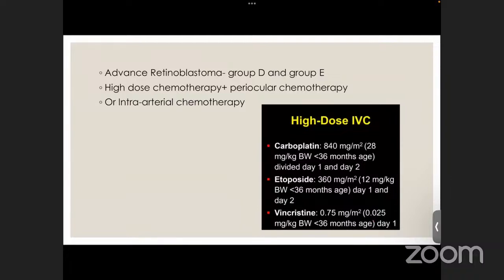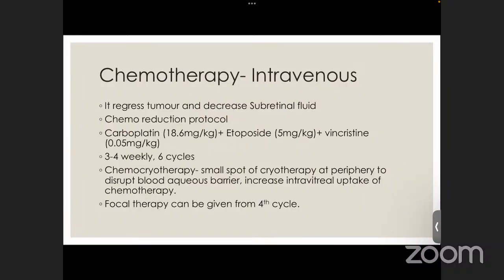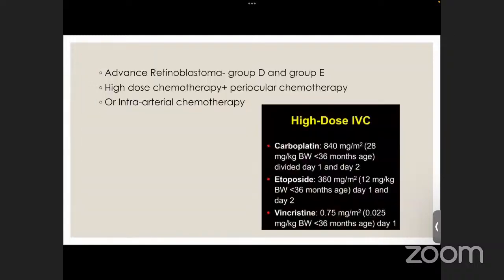In advanced retinoblastoma, like in group D and group E, standard dose chemotherapy alone will not help. You can give a combination of high dose chemotherapy. As you can see here, carboplatin is 18.6 milligram per kg, etoposide 5 milligram, and vincristine 0.05 milligram. Here, high doses of these drugs, like carboplatin 28 milligram per kg, etoposide 12 milligram, vincristine 0.025 milligram, will be given along with periocular injection of carboplatin or topotecan.